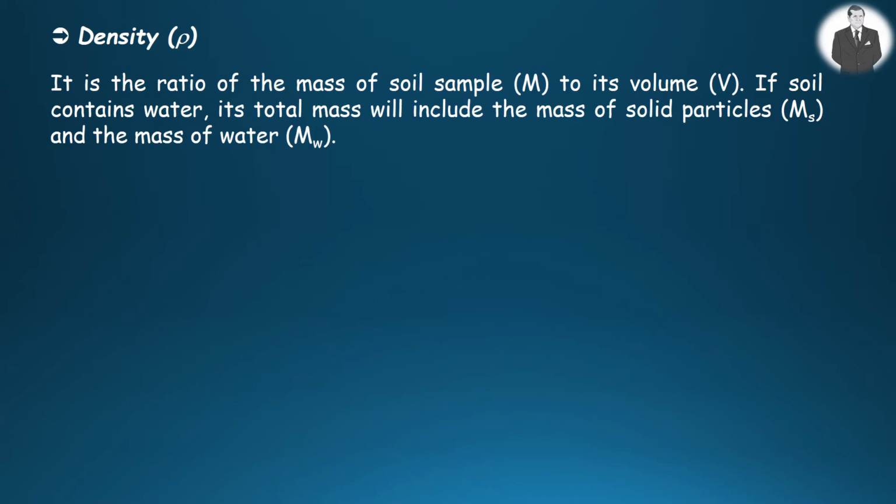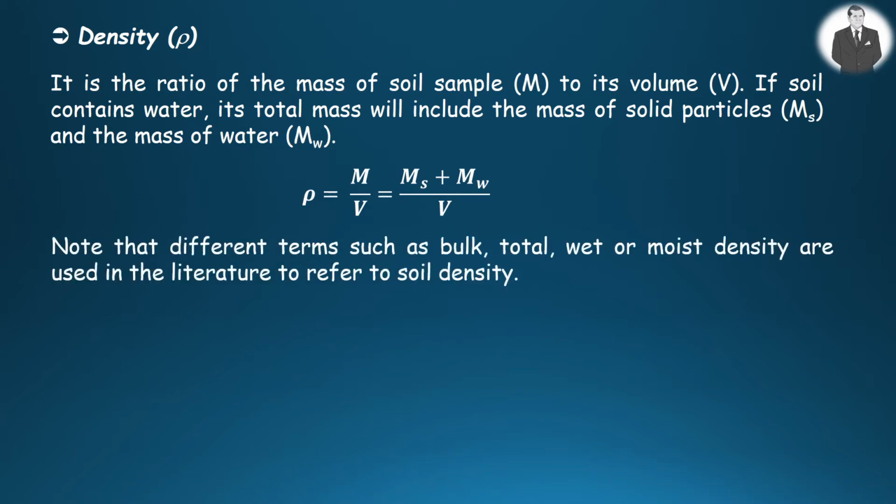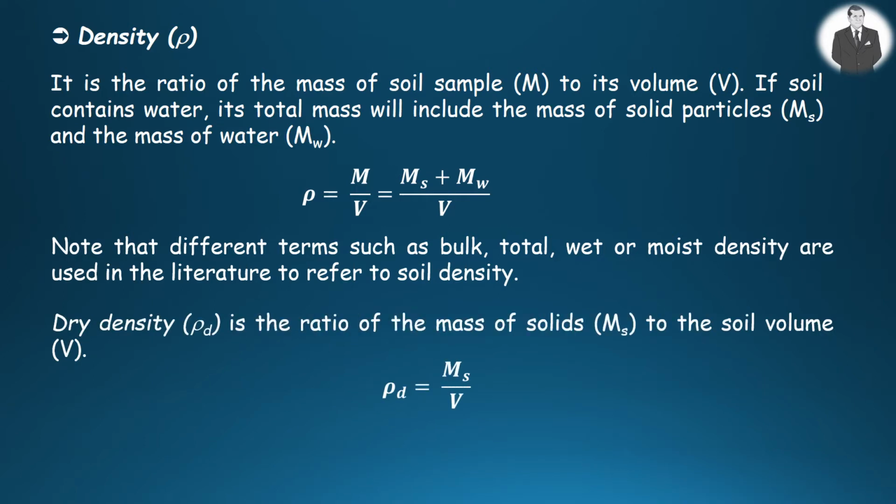Density is the ratio of the mass of soil sample to its volume. If soil includes water, its total mass will contain the mass of solid particles and the mass of water. It is also important to note that different terms such as bulk, total, wet, or moist density are used in the literature to refer to soil density. On the other hand, dry density is the ratio of the mass of solids to the soil volume.